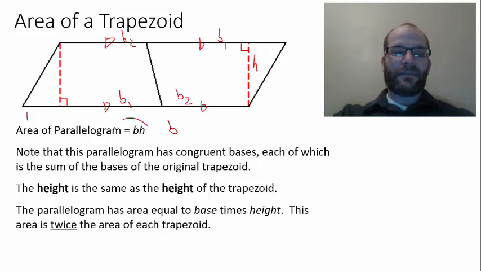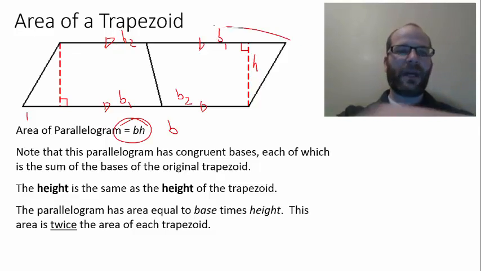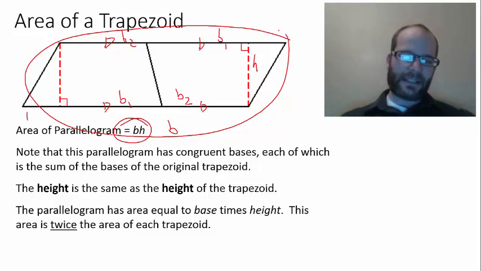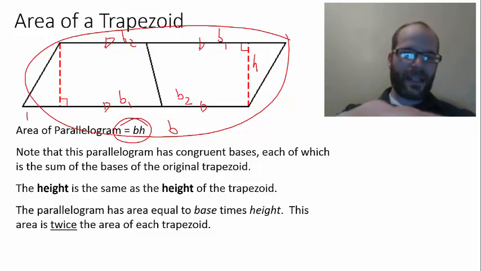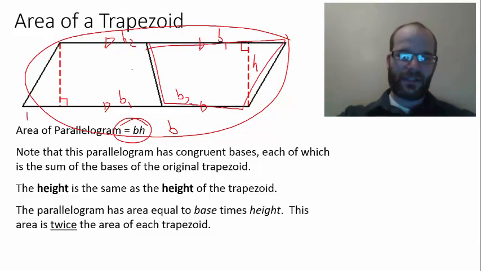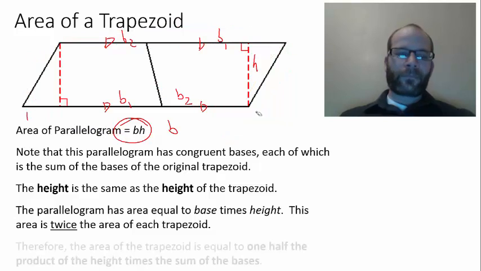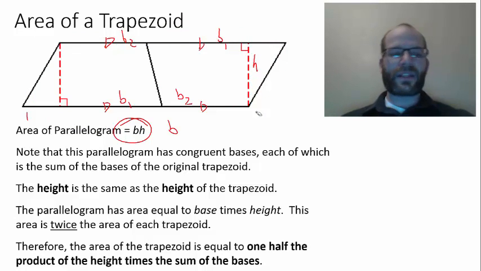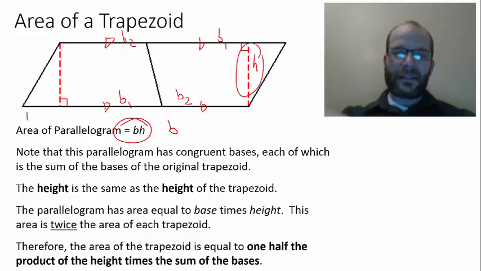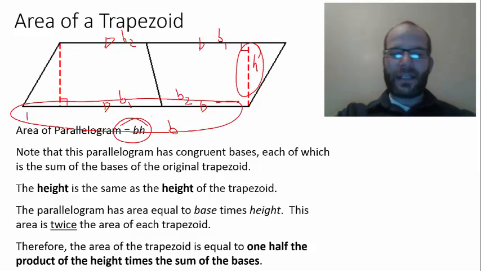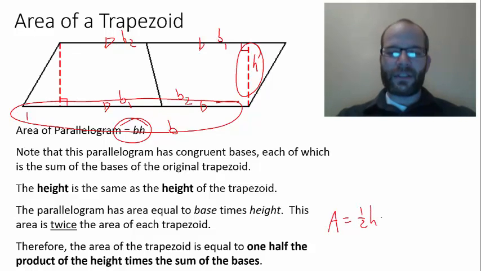That's the formula. We also know that this corresponding parallelogram has exactly twice the area of each of these trapezoids, since we took two trapezoids to create the parallelogram. Therefore, we can be sure that the area of one of the trapezoids is equal to 1/2 the product of the height times the sum of the bases. And that's how we derive the formula. Area is equal to 1/2 h times the sum of the bases.